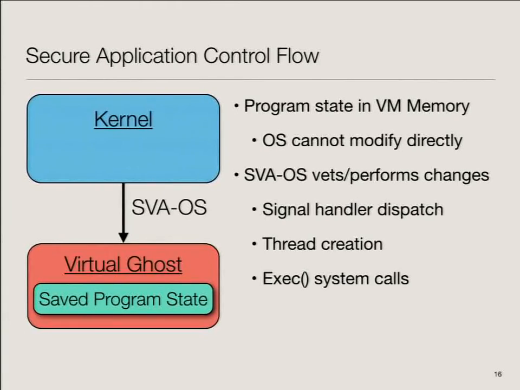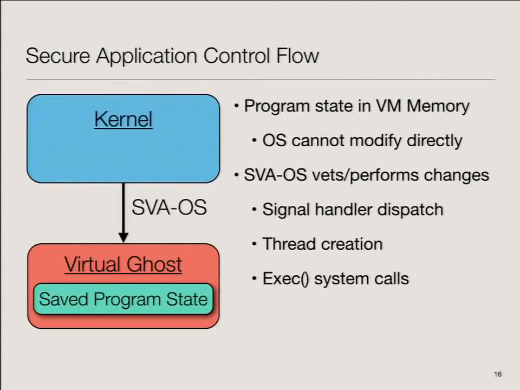All right, so now we have our private data and our private code. What about secure application control flow? Well, why isn't application control flow secure today? The reason is that on an interrupt, trap, or system call, the hardware transfers control flow to the operating system kernel, and the operating system kernel saves the interrupted program state on the kernel stack. The kernel stack is in kernel memory, in kernel space. The operating system kernel can just read and write that as it likes.